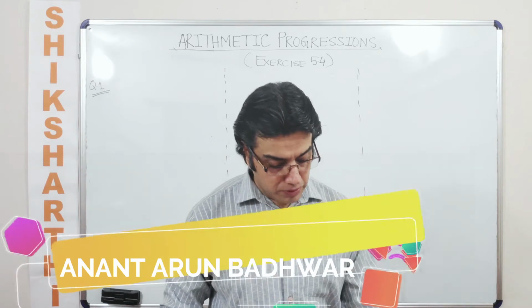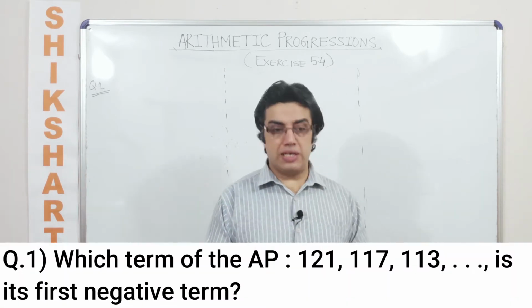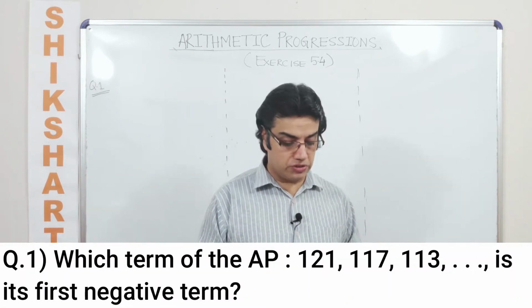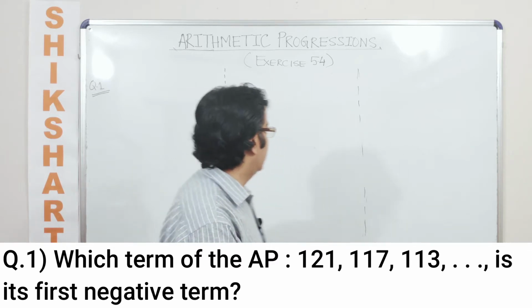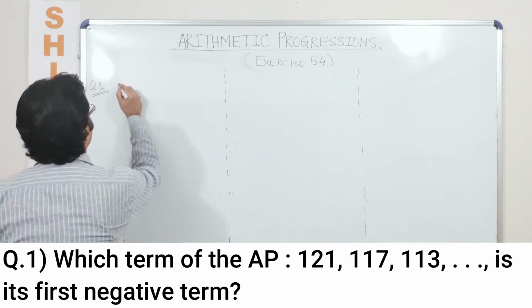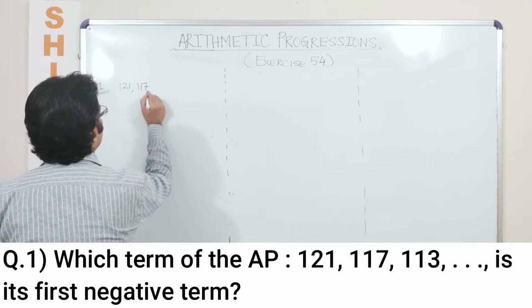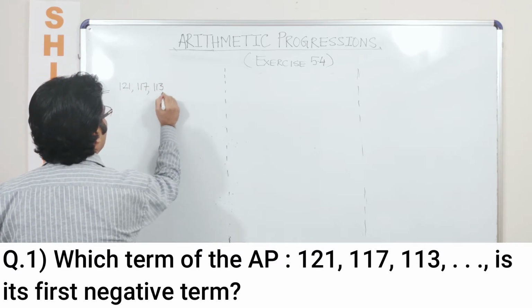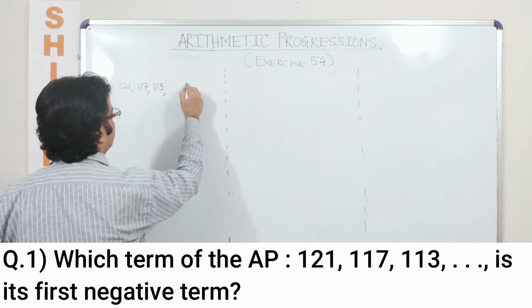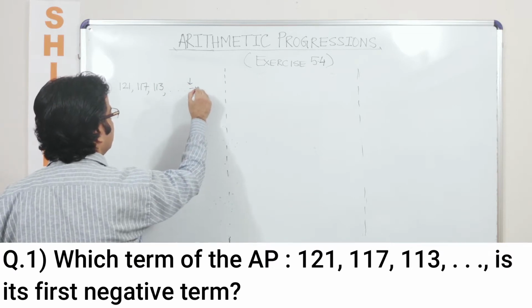Now talking about question number 1, it says which term of the arithmetic progression 121, 117, the next term here is 113, and they are asking for which first term would be a negative one.